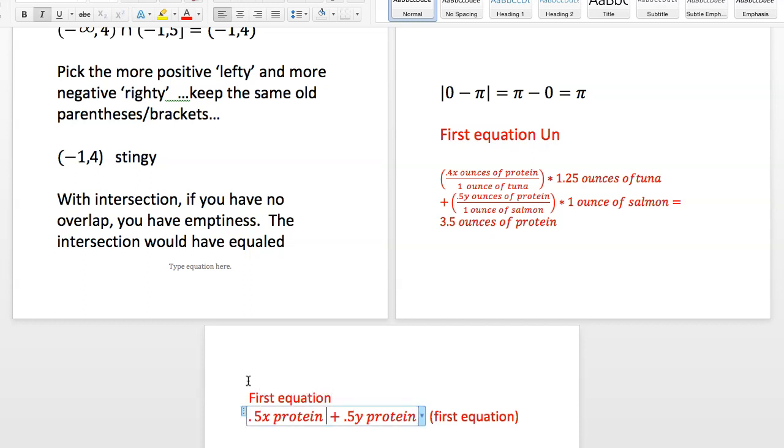So 0.5x protein, but we don't want the word protein hanging in there. That's just kind of gaudy, and it makes it feel like we got something else in there to solve for. So x is going to be the ounces of protein that comes out of the tuna. X goes with the tuna protein. Y is going to be the amount of protein that we get out of the salmon. So that's our first equation.